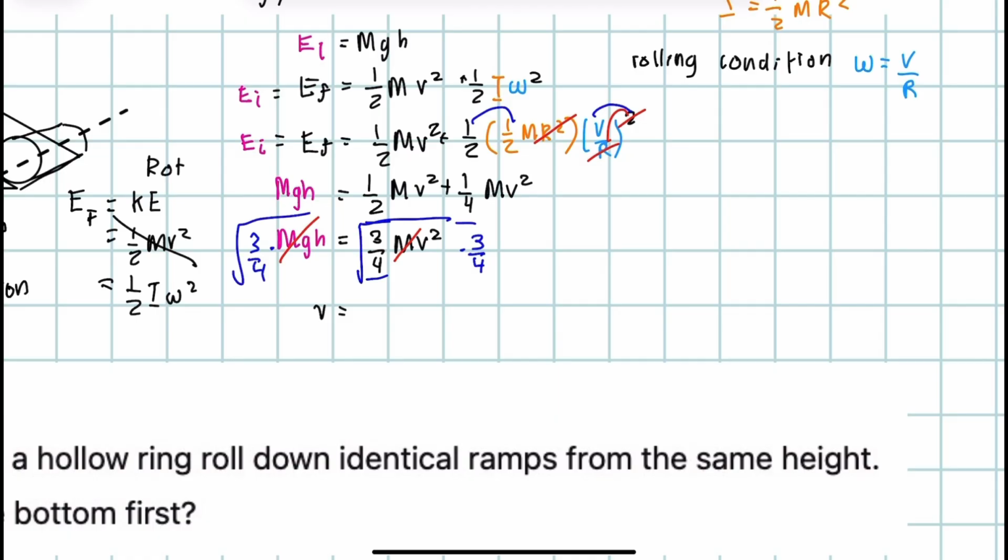You want the root of both sides, because you want to cancel out the square. So that means you cancel that, and you just get that v is going to be equal to the square root of 4gh over 3. And that is going to be your final expression.